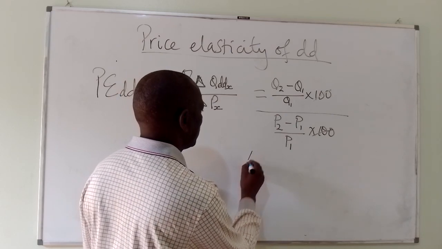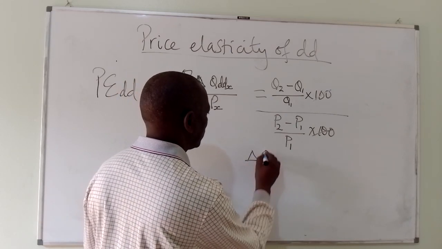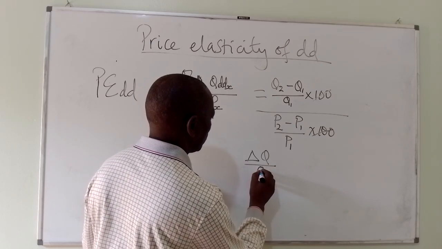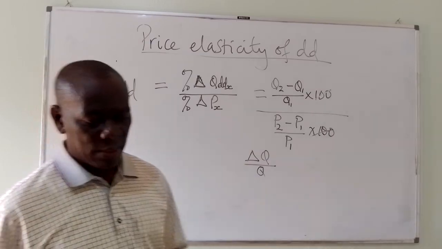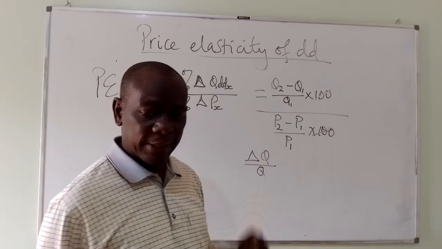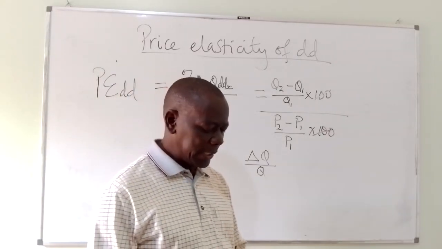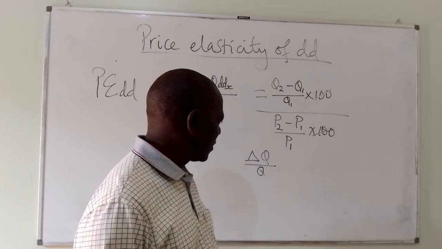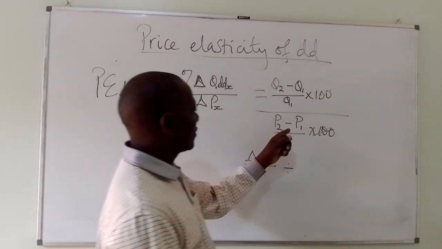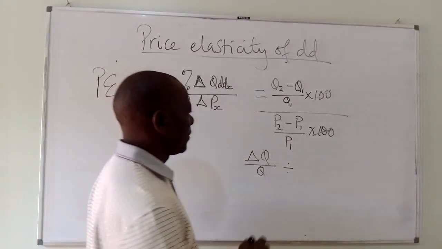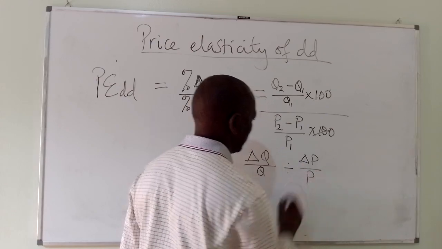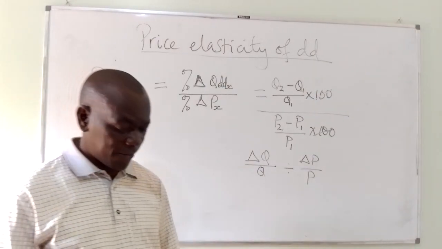The next step will be change in quantity over quantity. That's change in output over output, divided by, we are just simplifying this level, change in P over P. That's what we have to do.